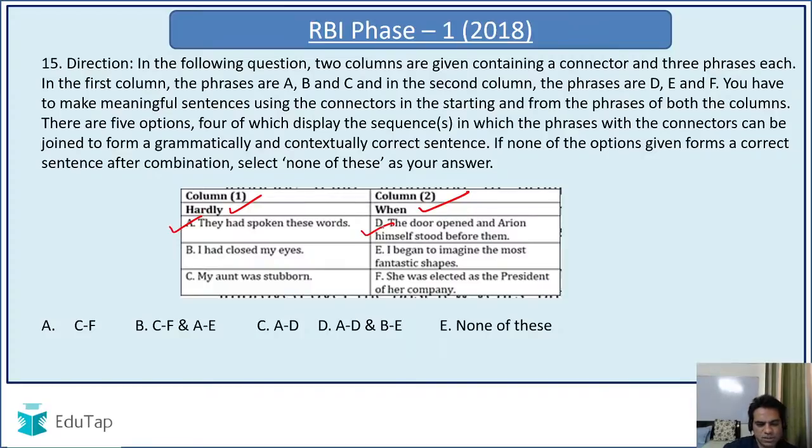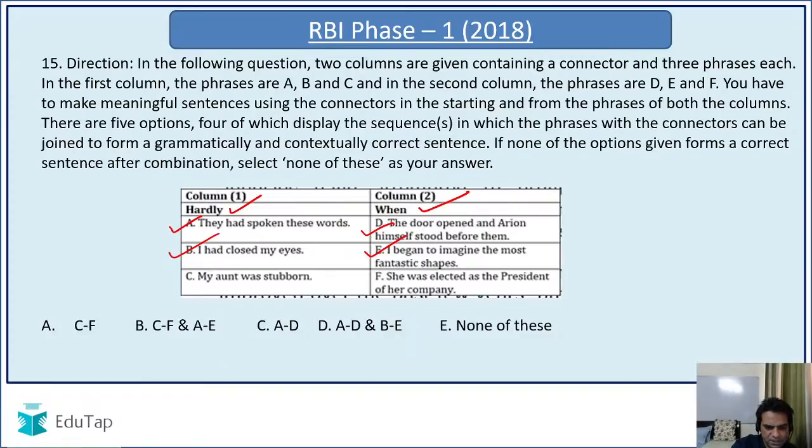Hardly had they spoken these words when the door opened and Arion himself stood before them. कि अभी उन्होंने बस ये कुछ शब्द बोले ही थे कि अभी दरवाजा खुला और एरियन खुद उनके सामने खड़ा दिखा उनको. And B can also be connected with E. Hardly had I closed my eyes when I began to imagine the most fantastic shapes. So A can be connected with D, B can be connected with E, but C cannot be connected with F.